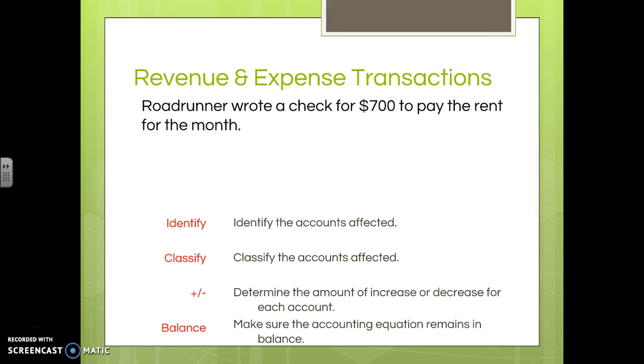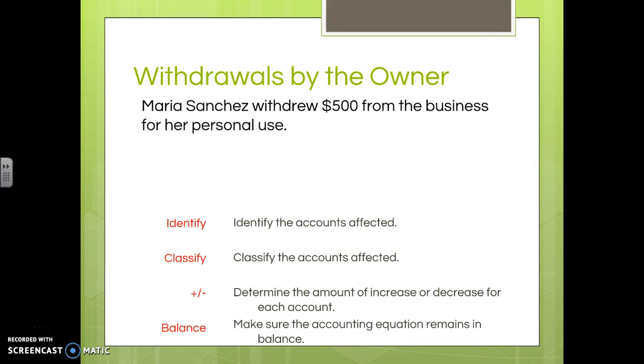Another one, another revenue and expense transaction. There is the clue. Decipher the information in the clue. Follow the 4-step process. Again, pausing when needed. Withdrawal transaction. Here's what the clue would look like. Go through the 4-step process.